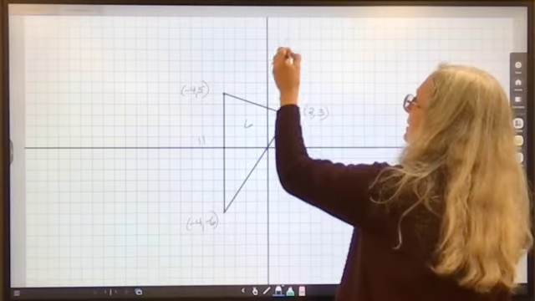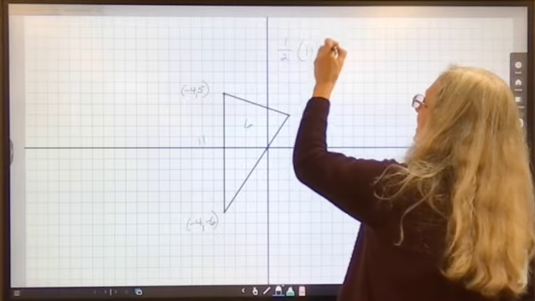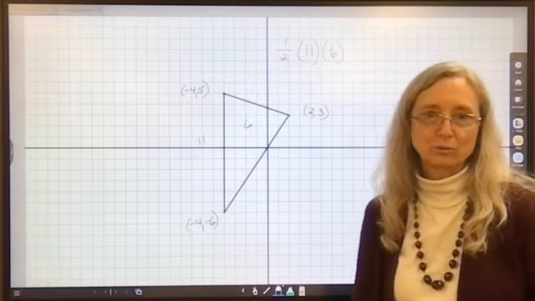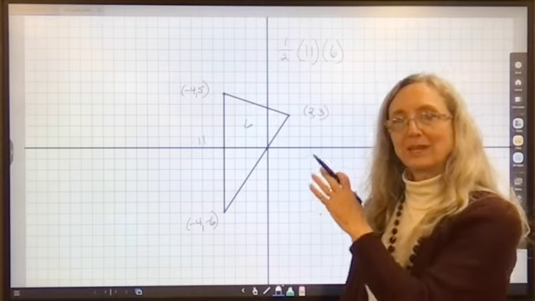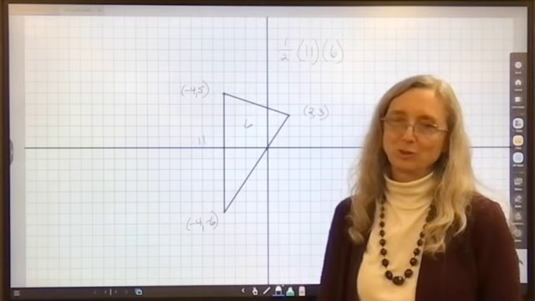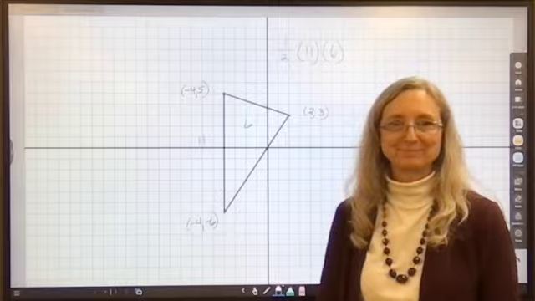So my area is 1/2 times 11 times 6. And that is 33 square units. So the area of this triangle is 33 square units.